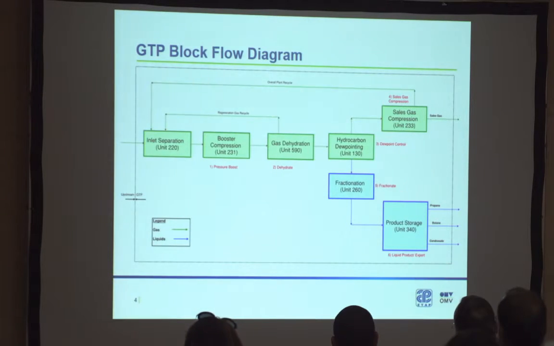This is a block flow diagram. So you have inlet separation. You have booster compressor to boost the gas from 35 to 67 bar, dehydration unit, dew pointing unit. These are basically gas. As you see here, gas is in green, the liquid is in blue. So the produced gas is boosted by the sales compressor to export. This is the overall recycle. After dehydration, after refrigeration through the turbo expander, we produce liquid. It will be fractionated. We will produce at the end propane, butane, and stabilized condensate.